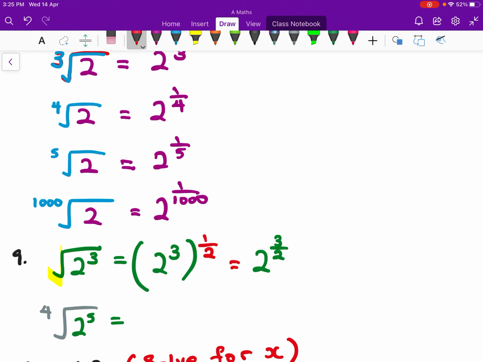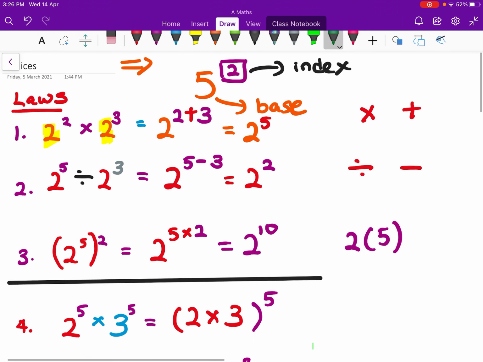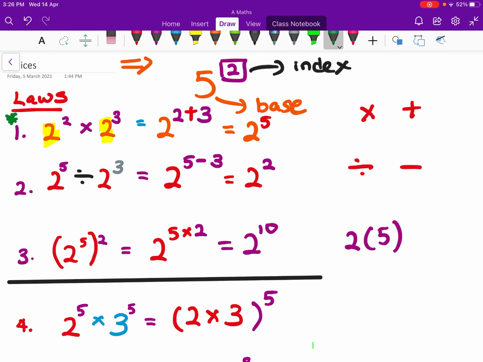Okay, so another example will be the fourth root of 2 to the power of 5, right? So just write your 2 to the power of 5 first. Then you bracket first. Alright, then you put the 4th root, or the 1 quarter, here. Then after that, just manipulate further. So 2, 5 times 1 quarter is 5 over 4. Alright, so this is law number 9. So there are a bit of laws to remember. Okay, so the more important laws will be our law number 1, law number 2, and of course, law number 3. These are the more important laws that we need to remember.